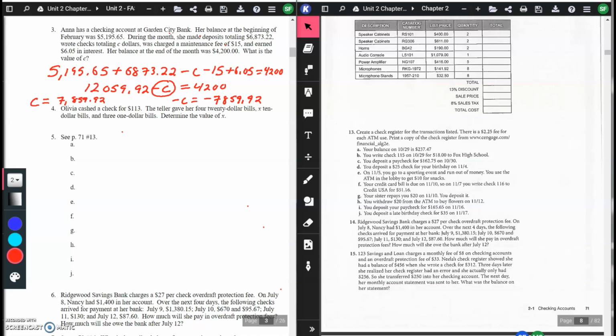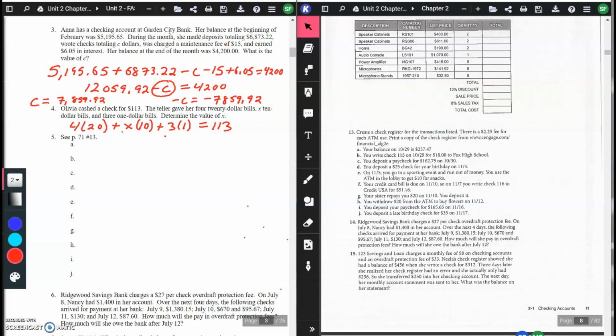Okay. Number 4, Olivia cashed a check for $113. The teller gave her 4 $20 bills, X $10 bills, and 3 $1 bills. Determine the value of X. Okay, so 4 $20 bills, so 4 times 20, plus X $10 bills, plus 3 $1 bills. All right, equals $113.